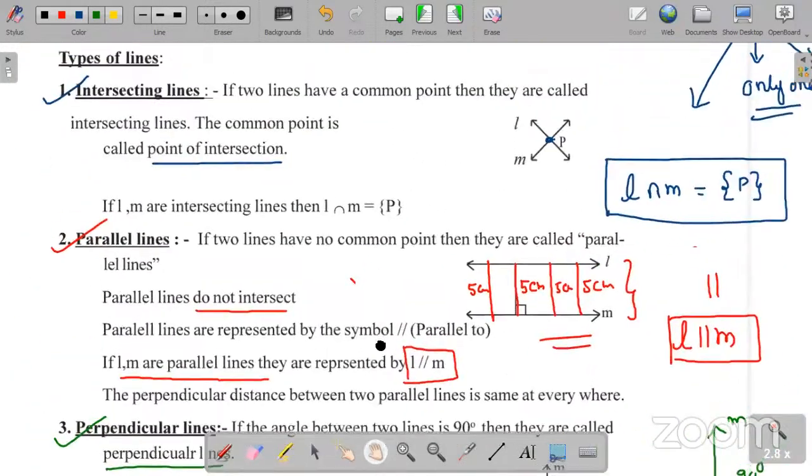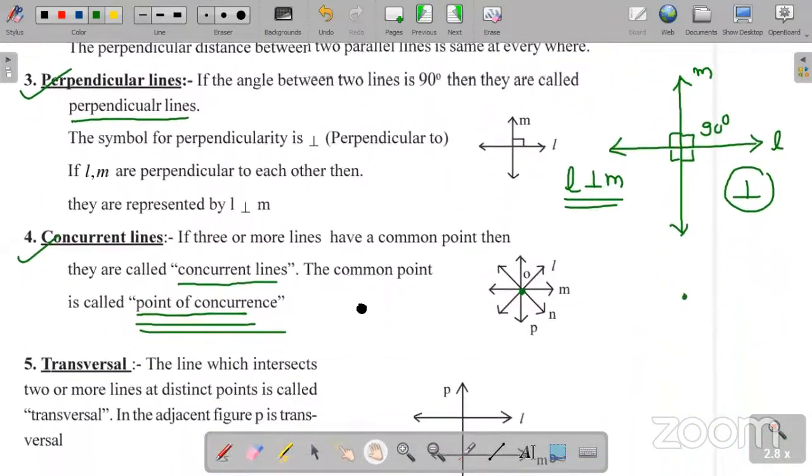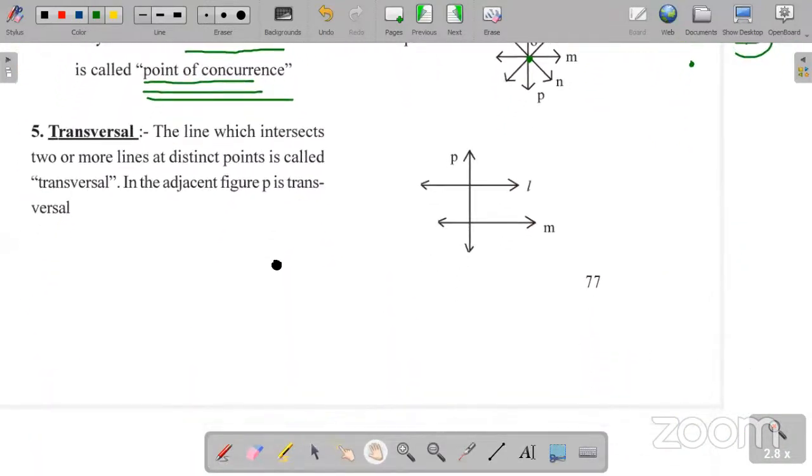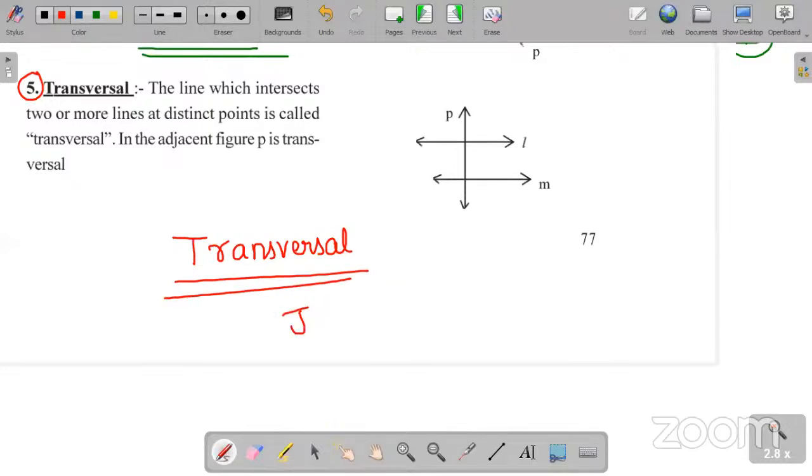So far we have discussed these concepts: intersecting lines, parallel lines, perpendicular lines, and concurrent lines. Now we are going to discuss something very important, that is the transversal. The concept of transversal. Can anybody tell me? Just think. What is meant by transversal? Just type in your chat section. A line intersecting parallel lines. Very good, your thinking is very good.